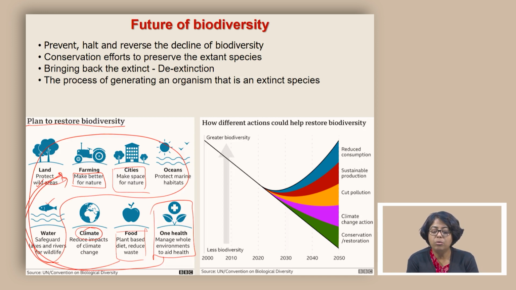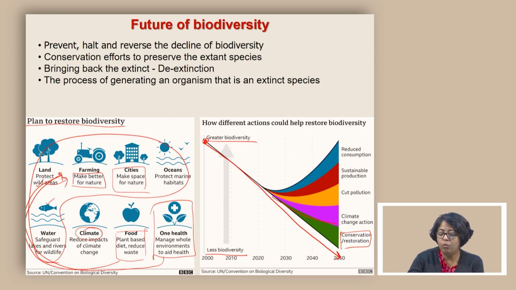Now, how could different actions help to restore biodiversity? So, for conservation and restoration, if we do that by the 1950s, this decline will only be like this. If we do not do anything, this is the low biodiversity mark, this is the greater biodiversity mark, and this is where we are probably today. If we start from this, it is simply going to go down if we do not do anything, and probably we are going to expect a major biodiversity loss by 2050.